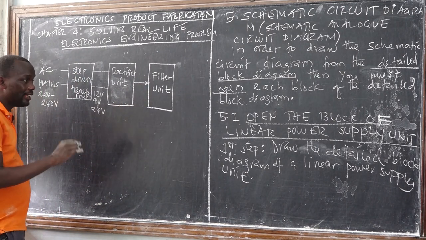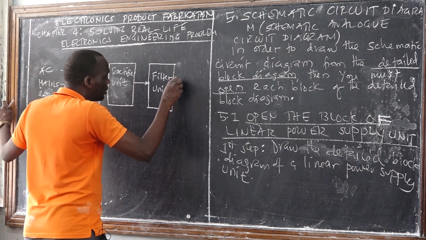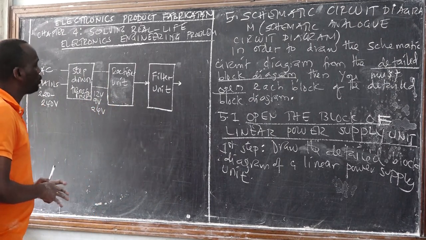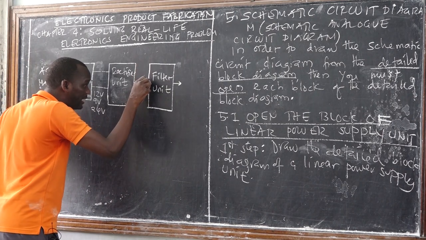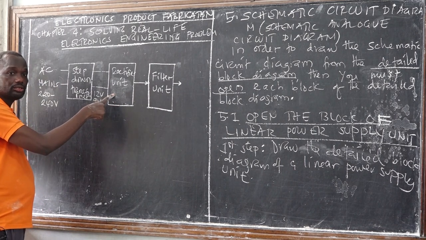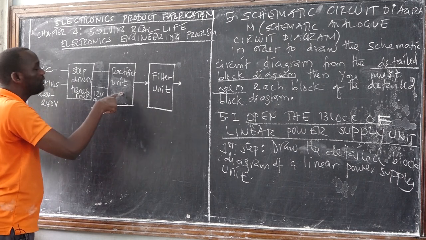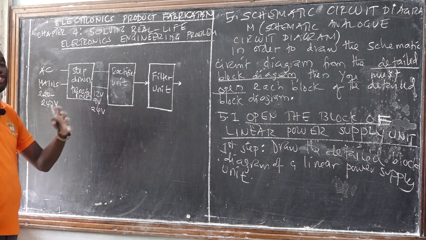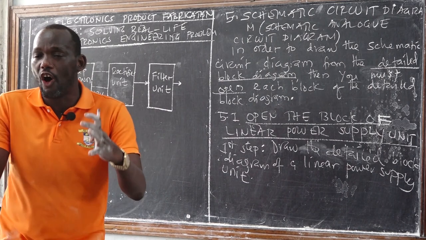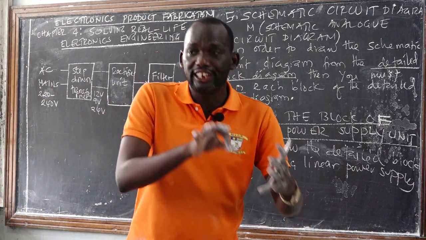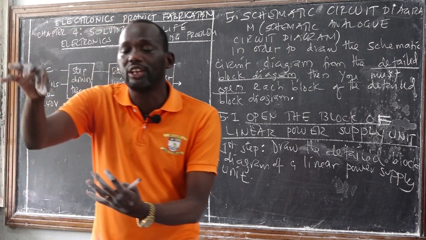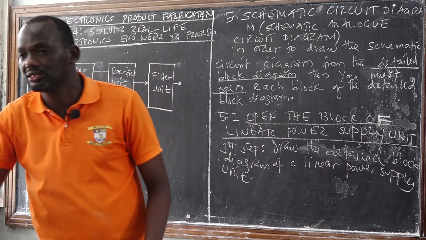Then the next block. The filter unit for the power is responsible for filtering the pulsating signal from the rectifier unit. This pulsating signal is a combination of DC signal and some AC components. So the filter will allow only the DC signal to pass, and it is going to suppress the AC components which the rectifier unit has failed to convert into DC.